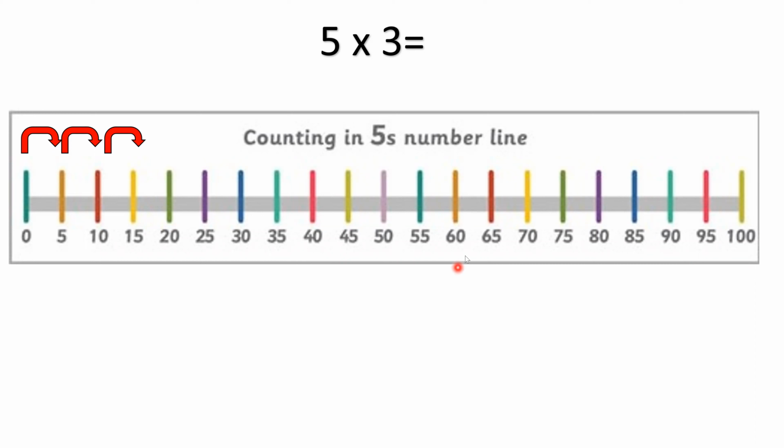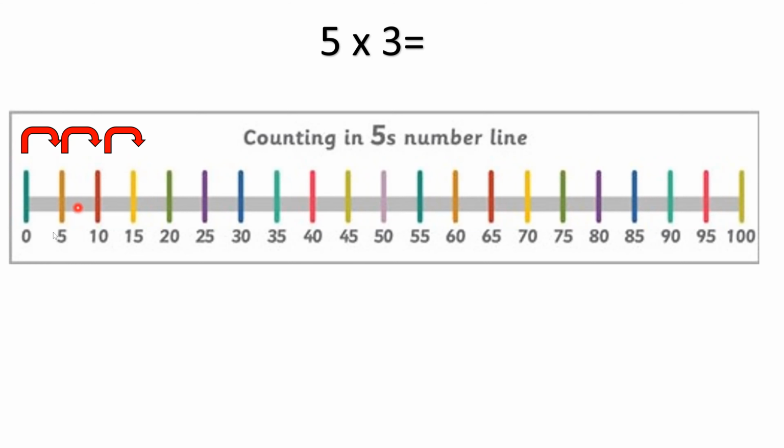Now, I just want us to think about skip counting to 60. So our multiplication sentence is 5 times 3. When I have a number line, I'm going to start at 0 and jump 3 times. Each jump is going to be 5 feet high. So I'm going to pretend that I'm jumping 5 feet up in the air. Are you ready? Count with me. 5, 10, 15. So 5 times 3 is 15.